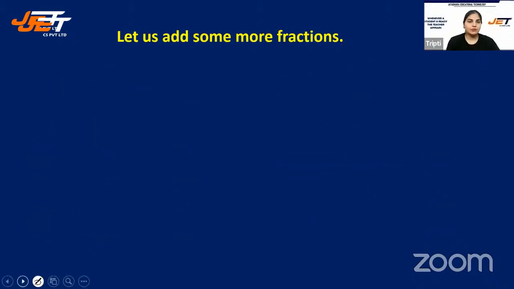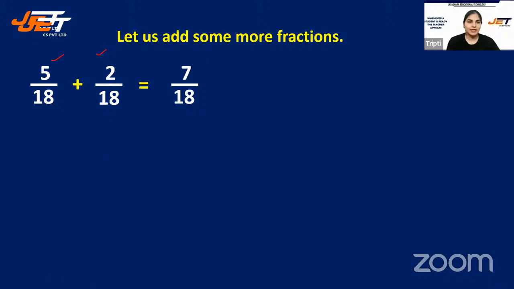Okay, let's move on to some more fraction questions. Now the numbers are increasing, but I'm sure these are very easy for you. 5 by 18 plus 2 by 18. Easy peasy. 5 plus 2 you need to do. That is 7 by 18. The denominator should be common, right?